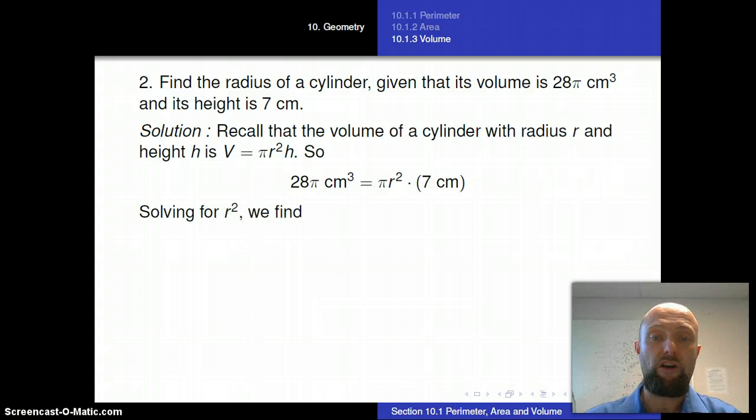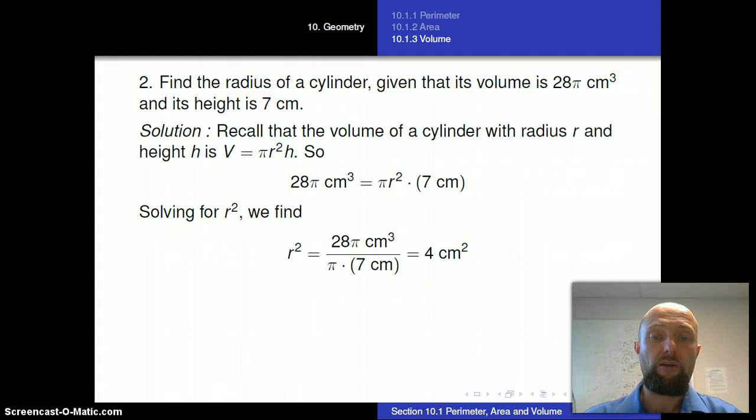We can solve this for r squared by dividing both sides by pi times 7 centimeters. So r squared is 28 pi cubic centimeters divided by pi times 7 centimeters. This simplifies quite a bit. The pi cancels out, 28 over 7 simplifies to 4, and cubic centimeters over centimeter simplifies to square centimeters.